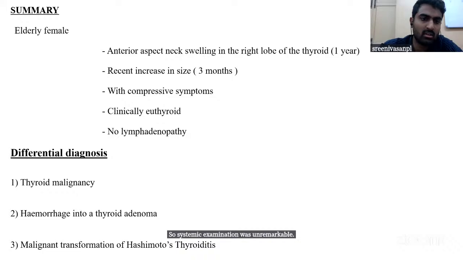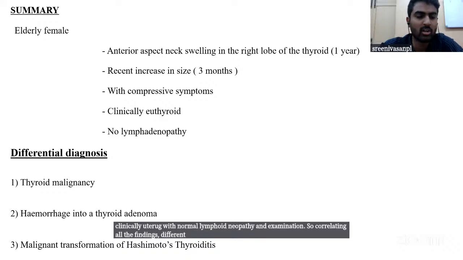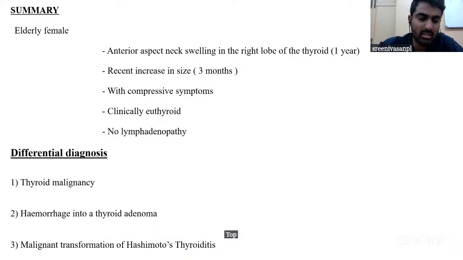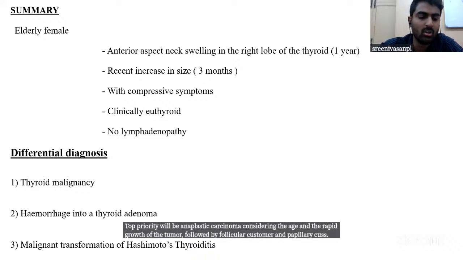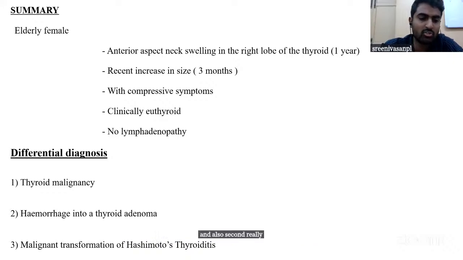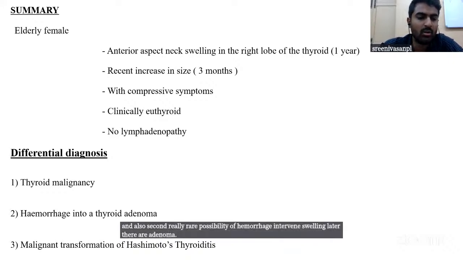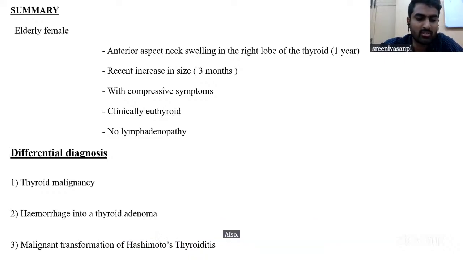So, summarizing the case, elderly patient with an anterior neck swelling, that is a right solitary nodular goiter of almost 1 year with rapid increase in size for the last 3 months. Additionally, with compressive symptoms, clinically euthyroid with no lymphadenopathy on examination. So, correlating all the findings, differential diagnosis, first will be thyroid malignancy, top priority will be anaplastic carcinoma, considering the age and the rapid growth of the tumor, followed by follicular carcinoma and papillary carcinoma. And also, secondarily, a rarer possibility of hemorrhage into a benign swelling like a thyroid adenoma. Also, a further rarer possibility is a malignant transformation of Hashimoto's thyroiditis into papillary carcinoma of thyroid or thyroid lymphoma.